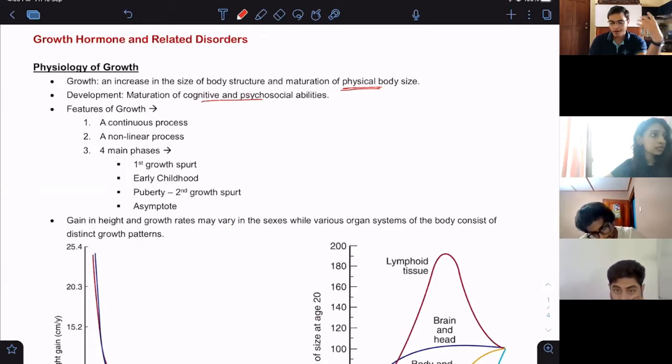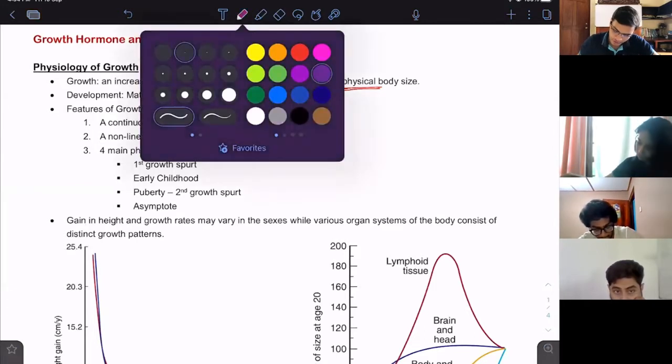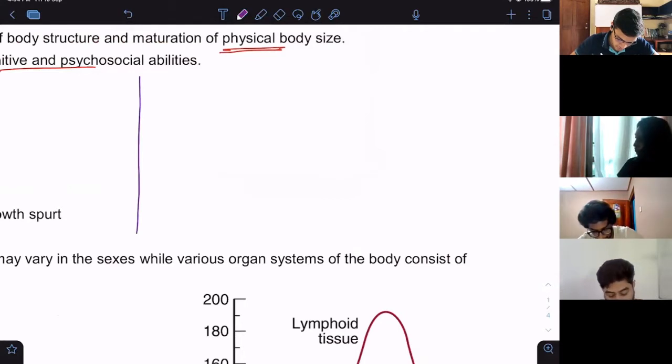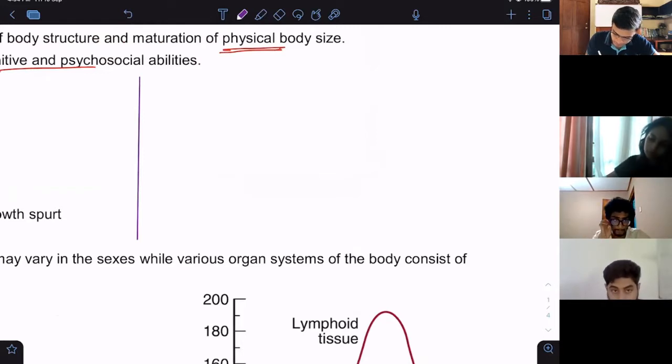So one of the first methods, guys, that we used in the world to assess this physical growth is this thing called, draw this, guys. You all can draw this somewhere here if you have space, or you can take a new piece of paper. There was something introduced called the height for age curve, right?